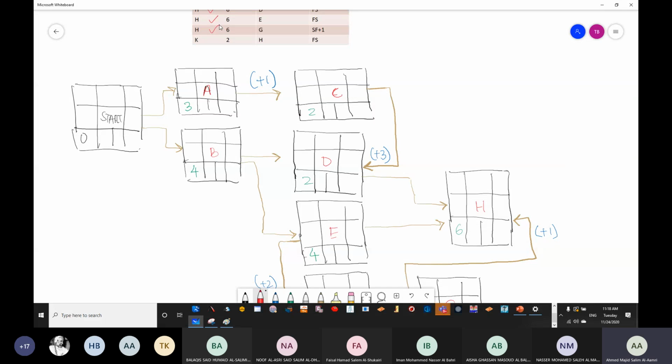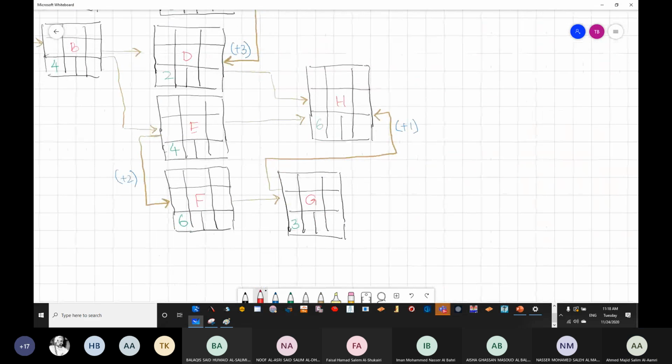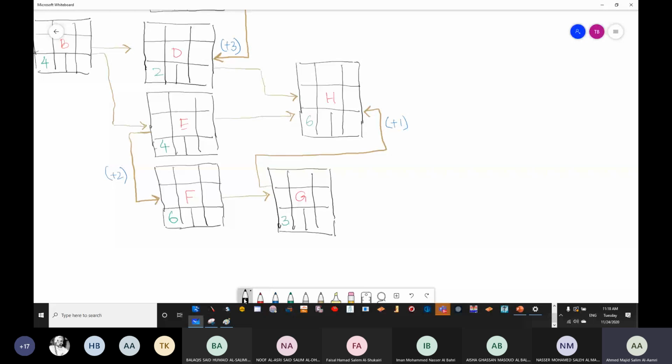And the last activity we are having is K. Okay, where it says finish H to start K. So I'll just go and draw K here.